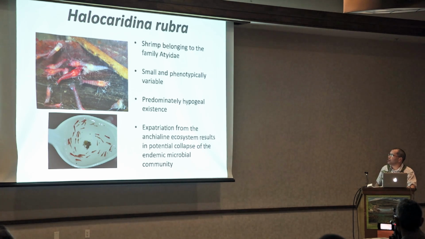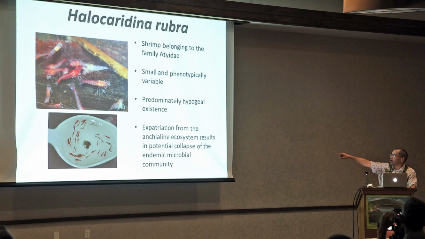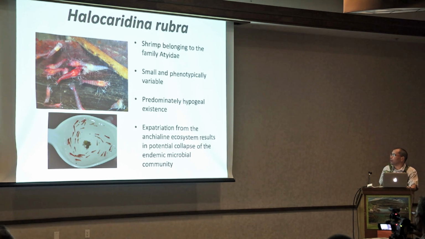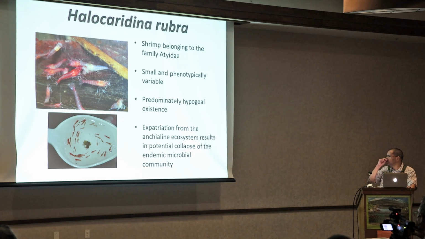And in spite of being small and phenotypically variable, for example, here is a bunch of shrimp in a ladle right here on the bottom. Let's see, can I bring it up? Oh, I can't bring it up. So down in the lower left-hand corner, what we see is that there is a bunch of shrimp that are fully adult individuals sitting inside of a ladle.